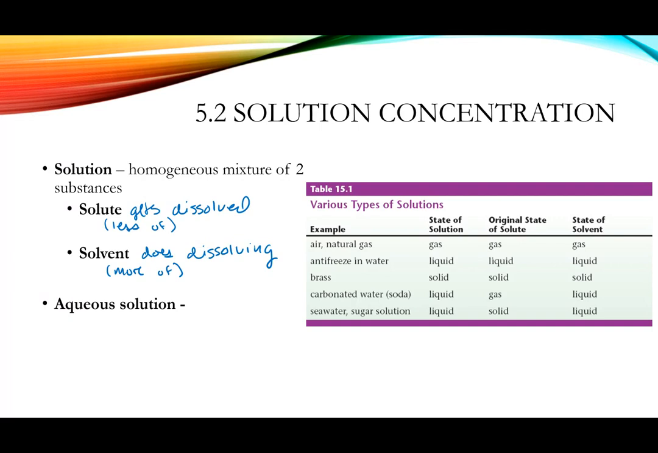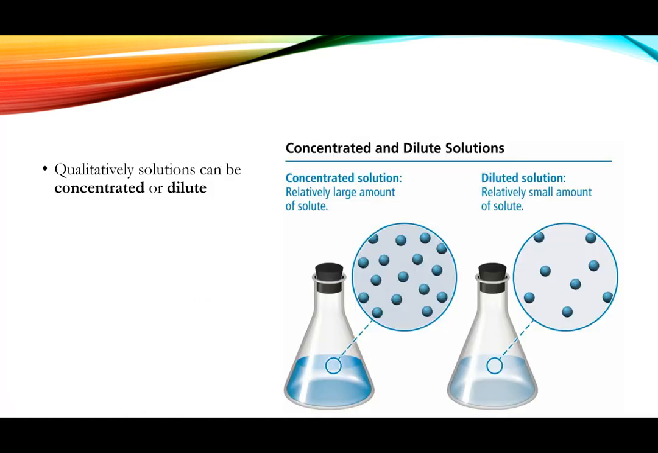Aqueous solutions is mostly what we're going to be dealing with in this chapter, and an aqueous solution is one in which water is the solvent. Qualitatively, solutions can be concentrated or dilute. A concentrated solution has a relatively large amount of solute, and a dilute solution has a relatively small amount of solute. But it's relative, and it doesn't really tell us anything about how much of the solute there is.